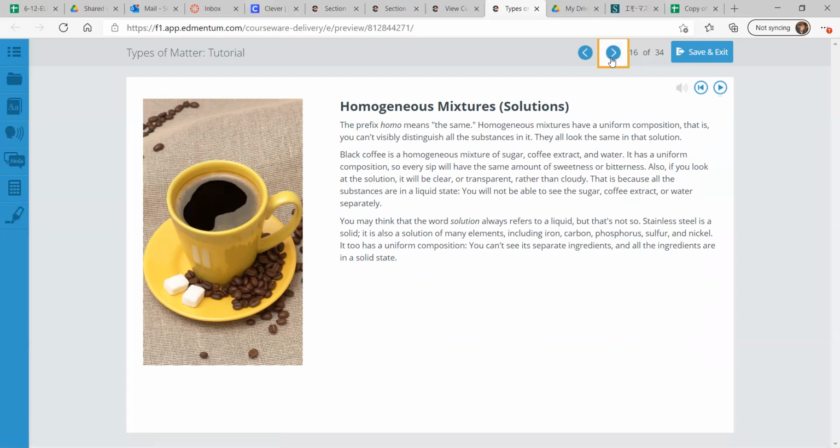Homo means the same. That's what that prefix means. Homogeneous mixtures have a uniform composition. So if you look at this coffee, it's a mixture of sugar, water, and coffee extract. But if you look at the coffee, you can't see the different components. It all looks like one substance. That's what uniform composition means. It all looks the same after it's been mixed. And we say that's homogeneous.